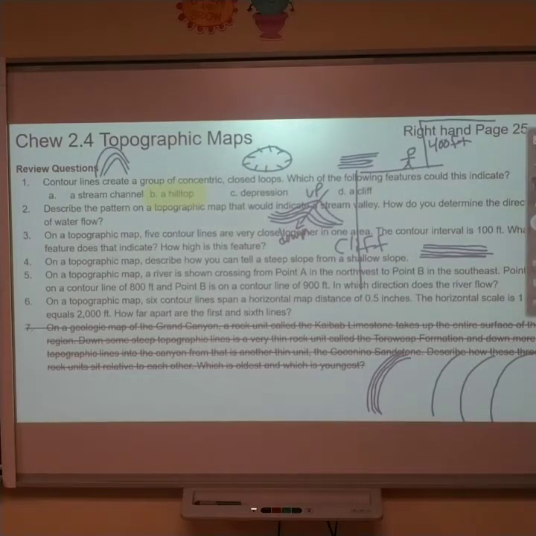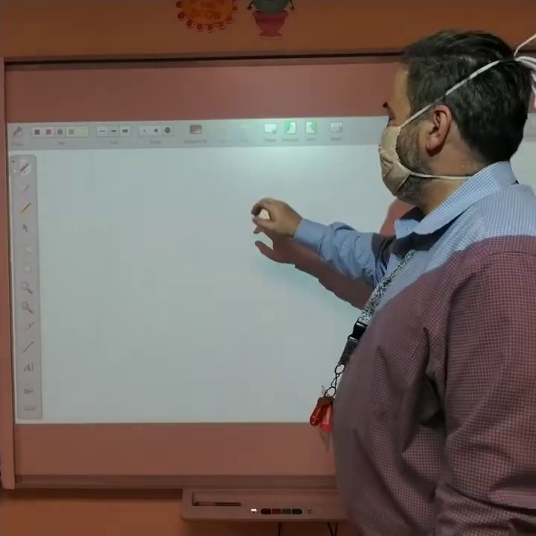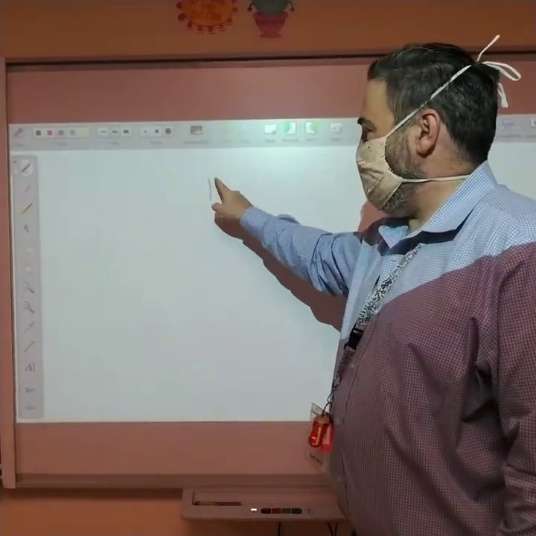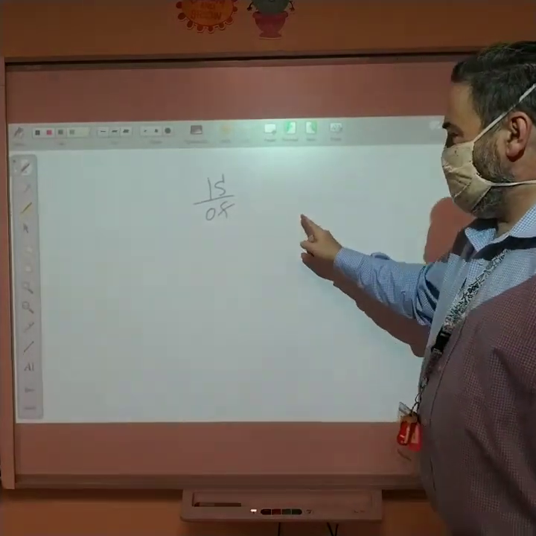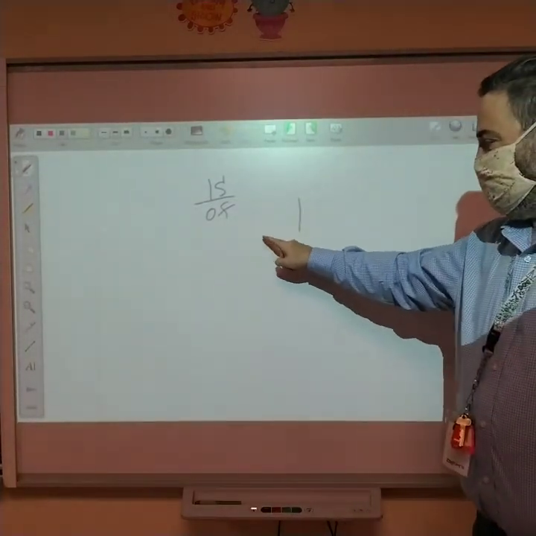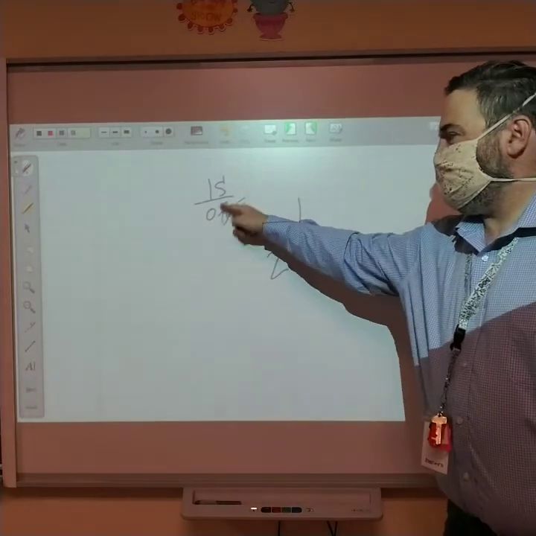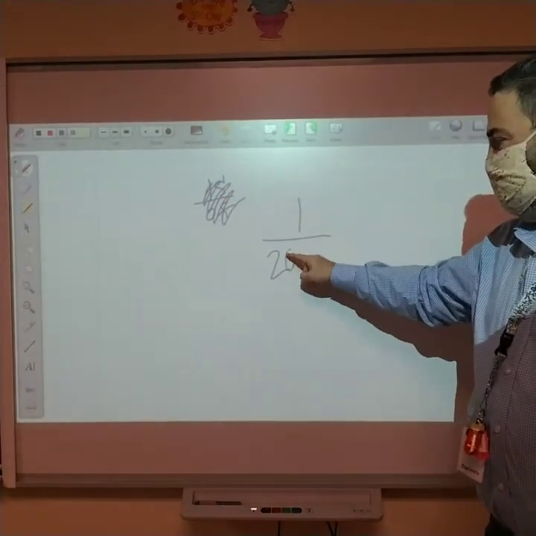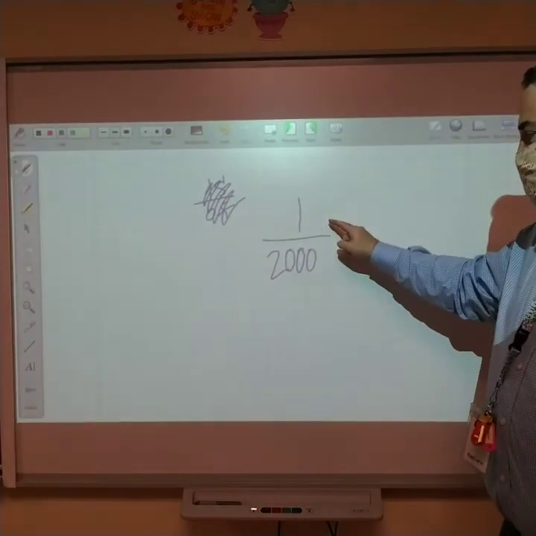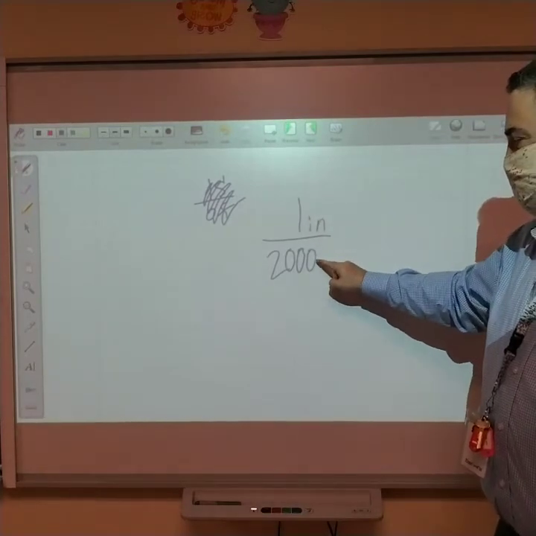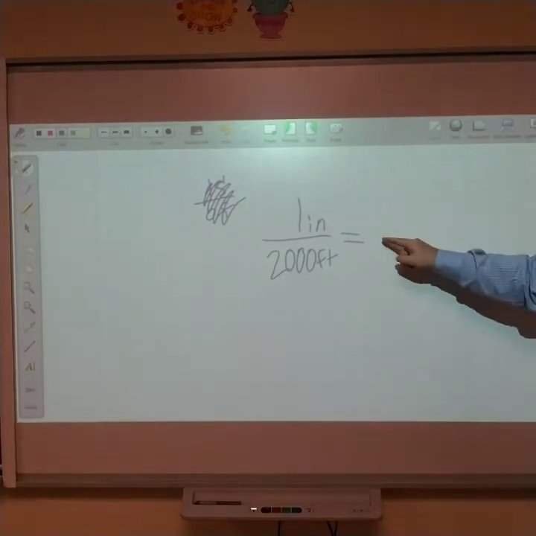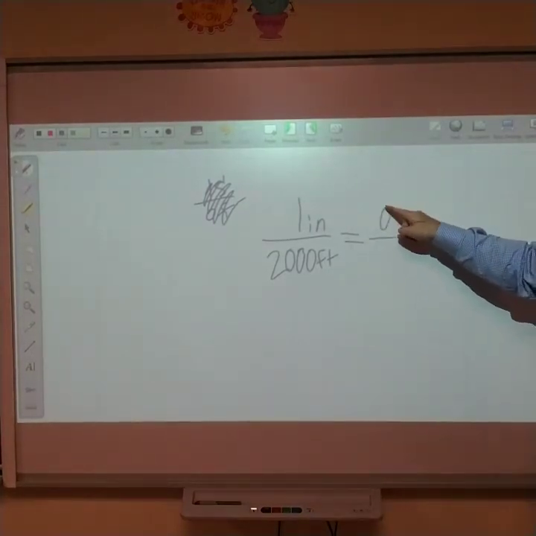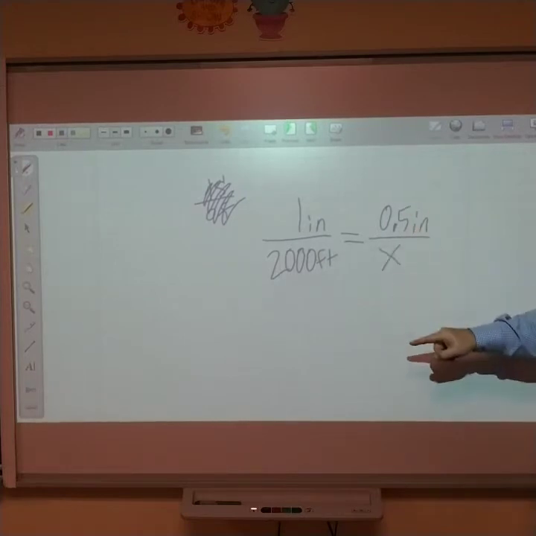Alright, time for a math connection. So 1 inch represents, actually that's percentages, never mind. So 1 inch equals 2,000 feet. That's your ratio. So you're going to set that equal to the other ratio. 0.5 inch equals X feet.